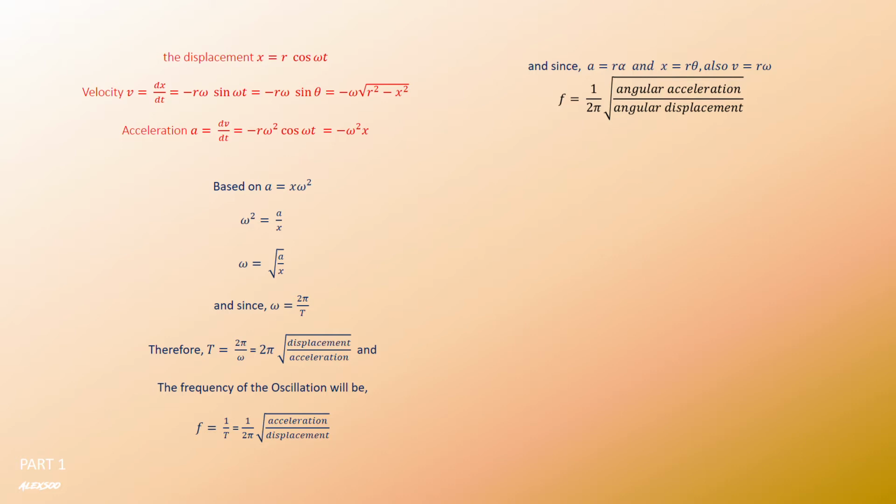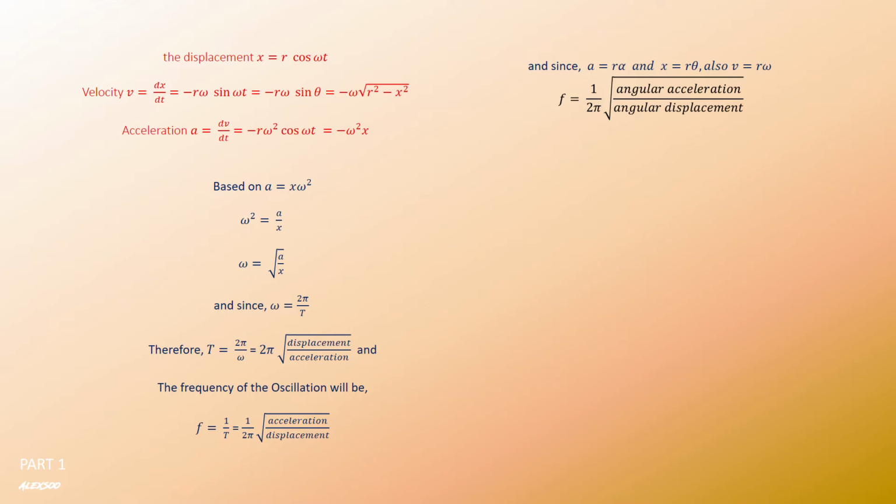So based on displacement, x equals r cos omega t, you differentiate with respect to time once, and you get negative r omega sine omega t, or theta. And we know that r omega sine theta can be equal to omega times the square root of r squared minus x squared as well. That can be proven out.